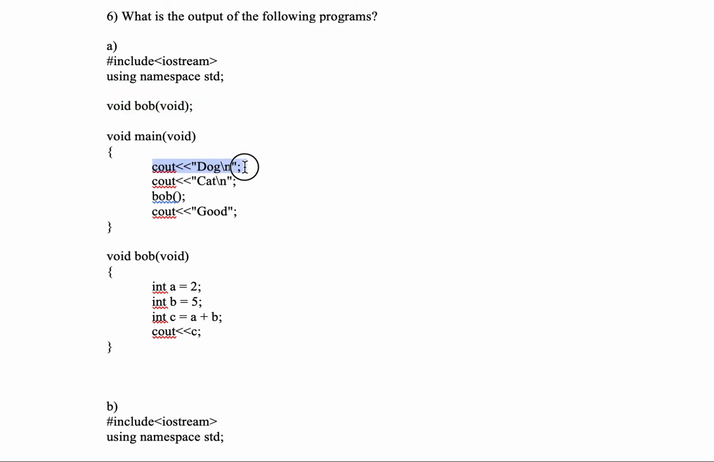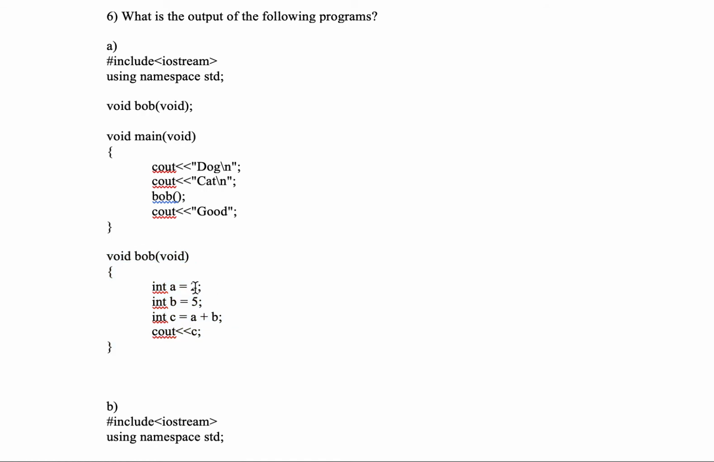Okay, so right now it's going to run the first line of main. It's going to output dog. Goes to the next line, outputs cat. Then it calls Bob. We jump down outside of main, go down below main, look for the function Bob, but there's only one function. Right, you'll see in B there's going to be more than one function.